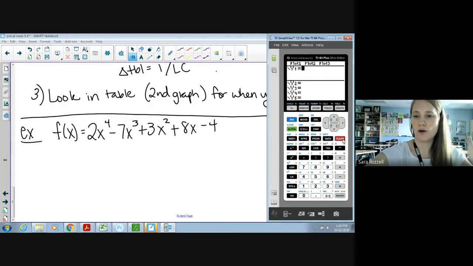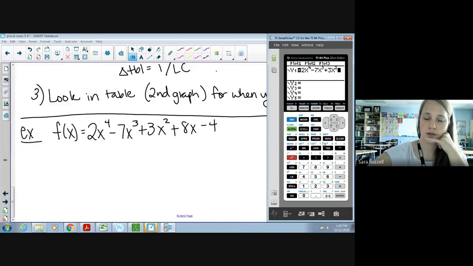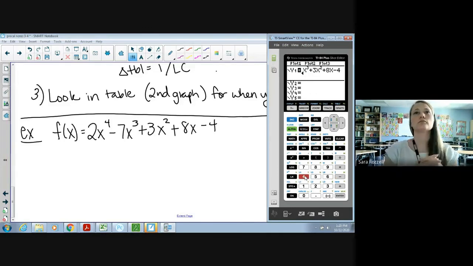So everybody type it into y equals 2x to the 4th minus, this takes forever on here, 7x to the 3rd plus 3x squared plus 8x minus 4. Okay, do we all have it typed into y equals? Hopefully it didn't take you as long as me having to hunt and peck.